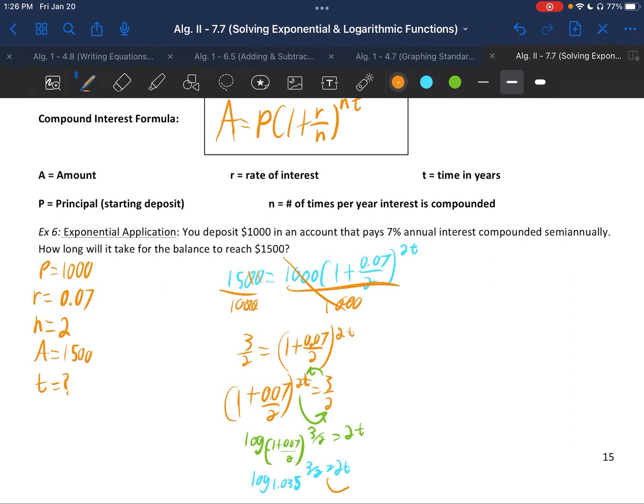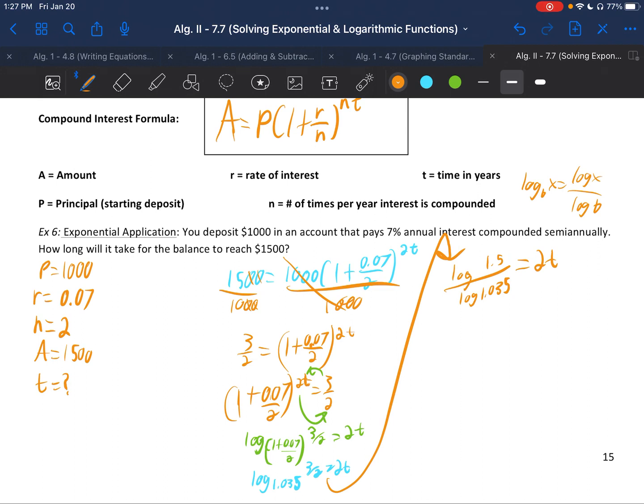So from there, we can use our change of base formula, which, reminder, says log base b of x is really log of x divided by log of b. So we'd have log of 3 halves, aka 1.5, to make our lives a little easier, with the log part on top, divided by log of 1.035, and that'll equal 2t.